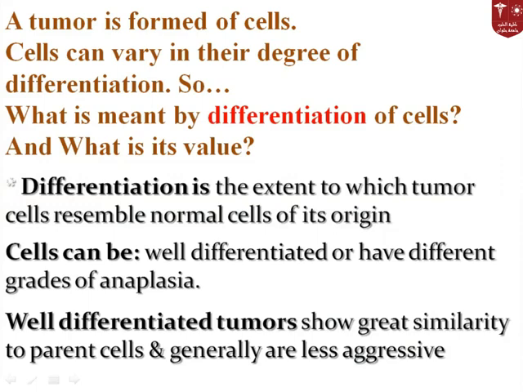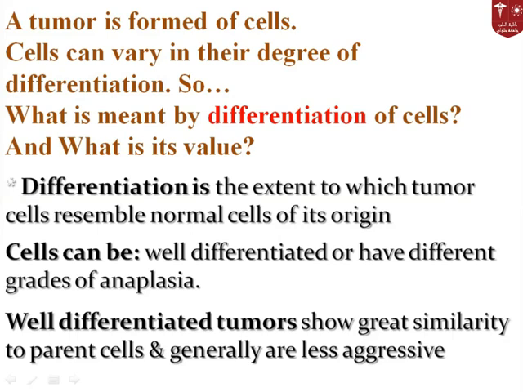It is the degree, or the extent, to which the tumor cell resembles the original cell. So the cells of the tumor can resemble the original cell, as we said before, to a great extent. In this case, this is called well differentiated, and it is a good tumor which has a better prognosis, or a better outcome. This is meant by prognosis, outcome.